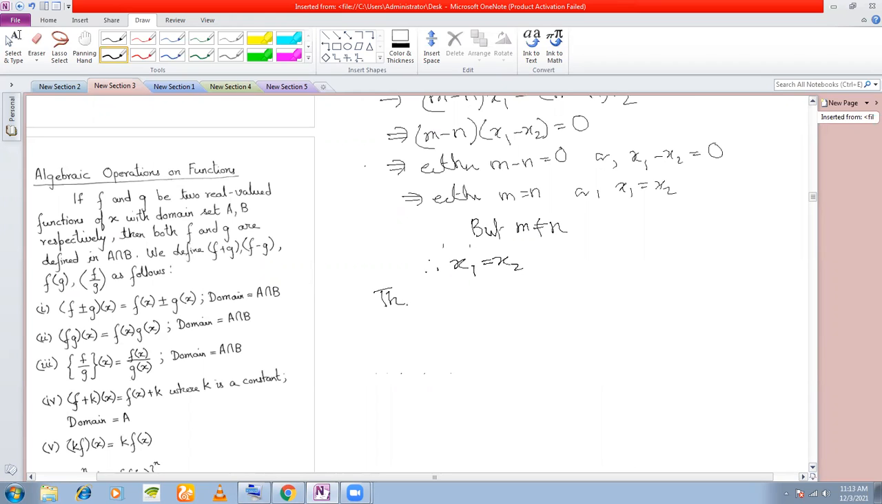Thus, what have we done here? We have shown f(x1) is equal to f(x2) implies x1 is equal to x2. Hence, f is a one-to-one function.